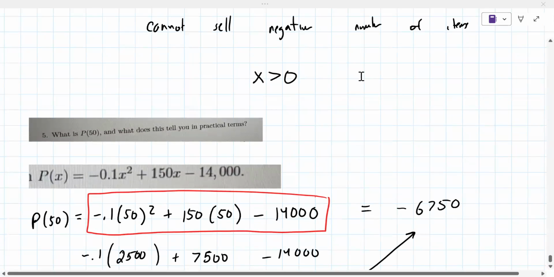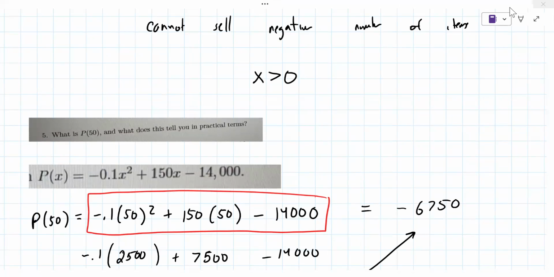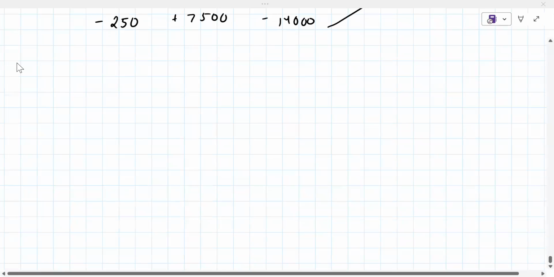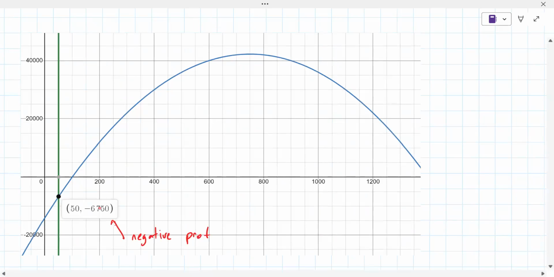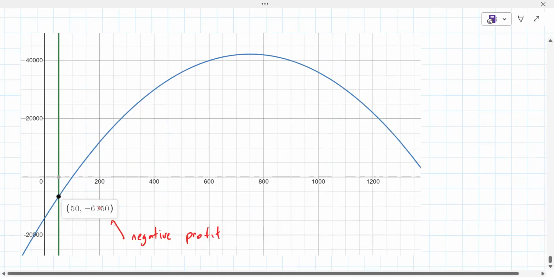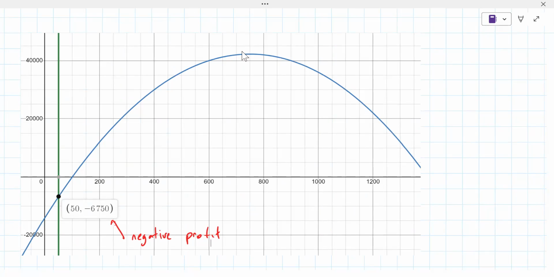Now that we got the right number, what does this tell you in practical terms? I'm going to snip the graph in again because it's important to see it visually. Well, what is that? It's not a good place to be. Your profit is negative. If you and I opened a business and had negative profit, that's not a good thing. But if we knew it was trending to where we could get positive profit or maximize our profit, we might keep it open. But because it's negative, that's not good.